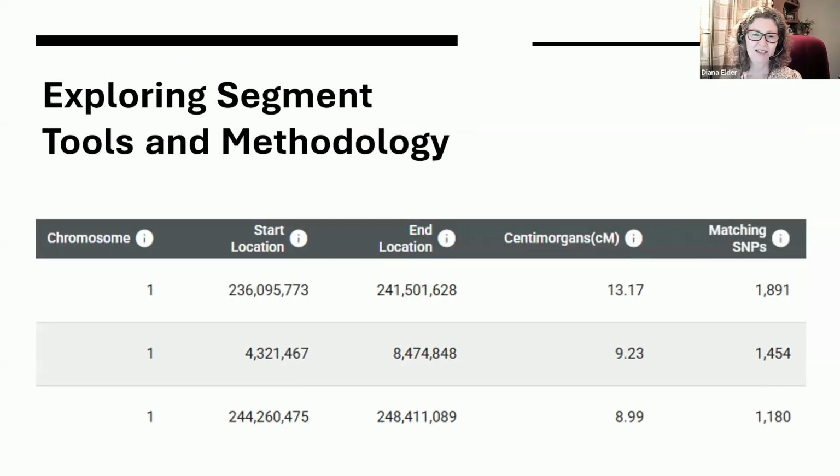So we're going to talk today about exploring segment tools and methodology. And this is an important one because we do need to know how to use segment tools. You may not need to use those in every single project, but it's good to know when you might want to use them and how to use them.